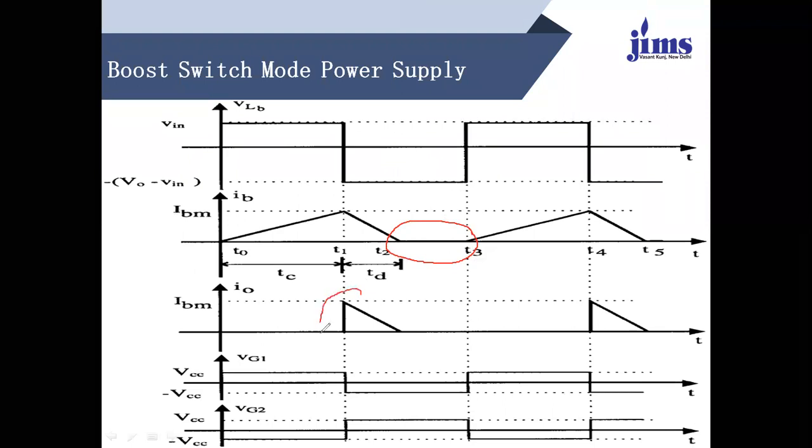So we are finding that the IL will be available over here, right? And the VG1 or the VCC will continue like this. Now the output will be the same and the VCC will give the voltage at this moment, right? So this is the characteristics of the boost switch mode.